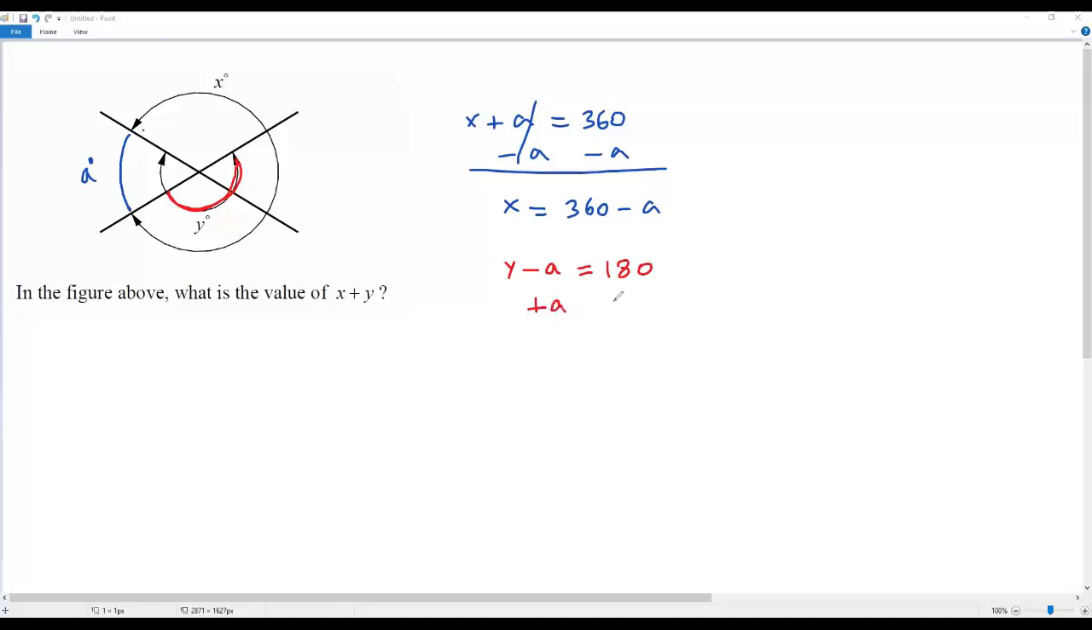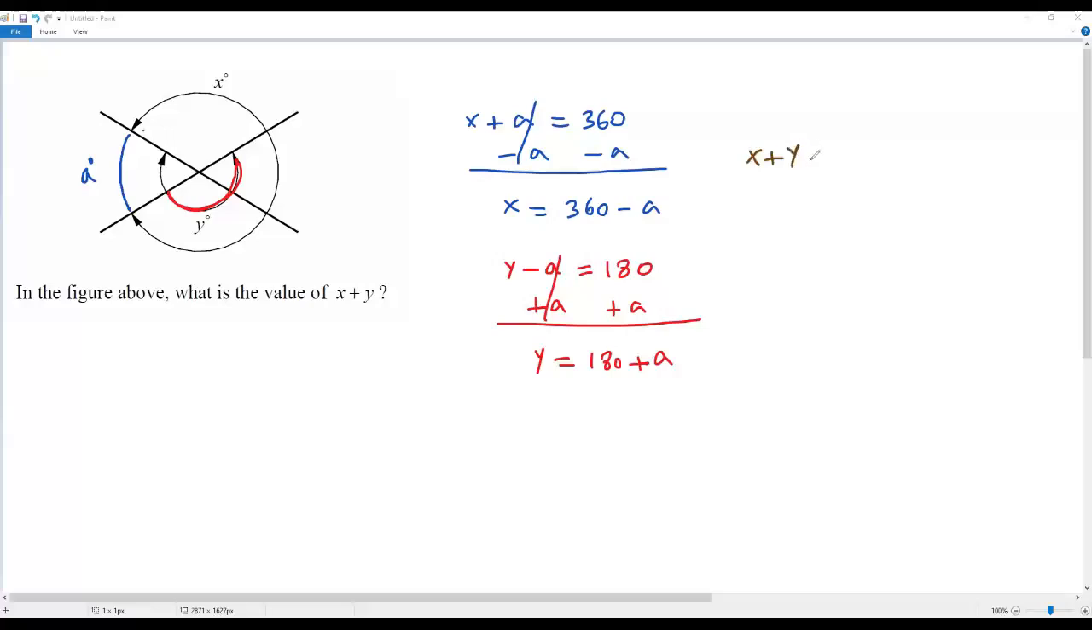For that, I am adding a to both sides. So negative a and positive a will cancel out. I am getting y is equal to 180 + a. Okay, now I got the values of both x and y in terms of a. Okay, anyways, now let's add x and y because our aim is to get the value of x + y.